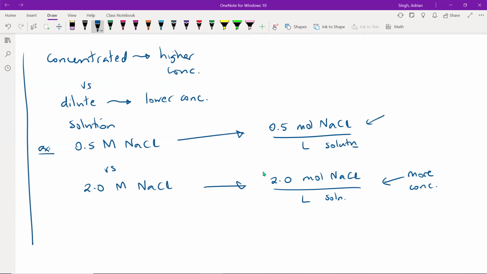Whereas the one above, the 0.5 molar, we say this is more dilute. Expand this word out, more concentrated for the 2 molar, more dilute for the 0.5 molar. We can also say it's less concentrated.